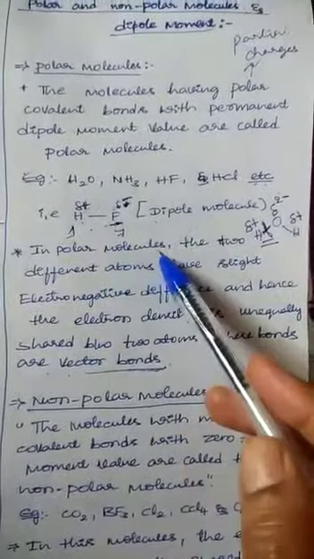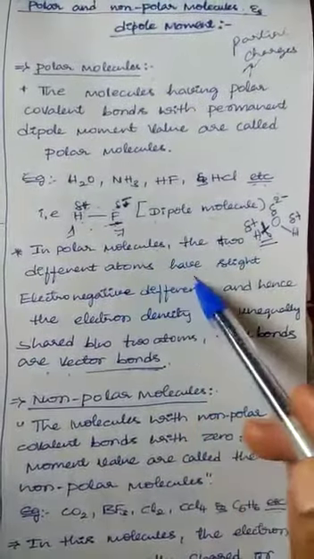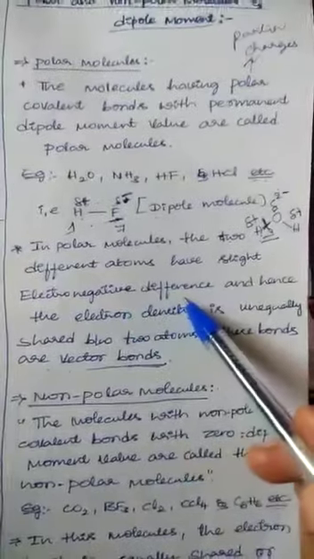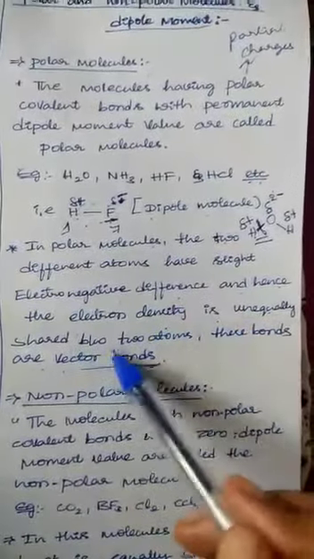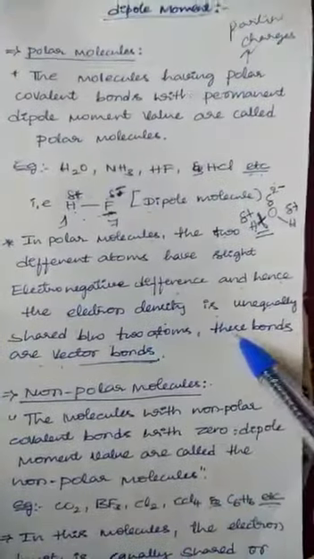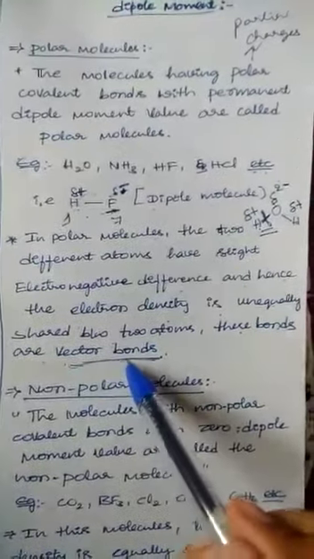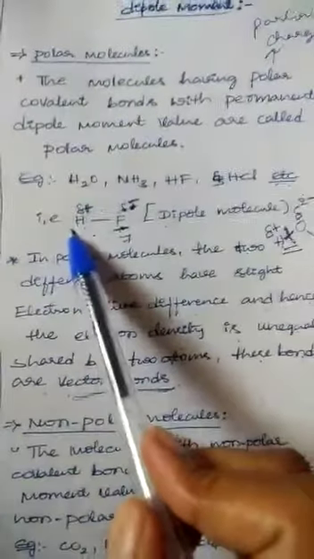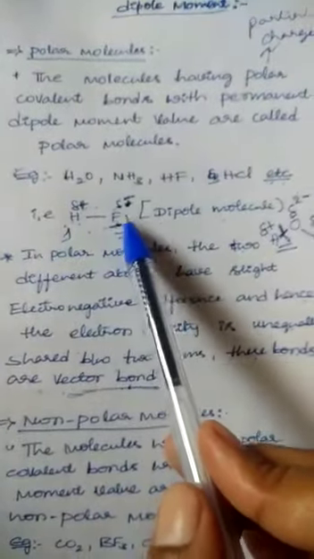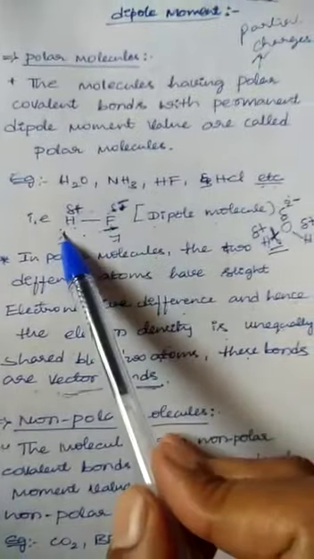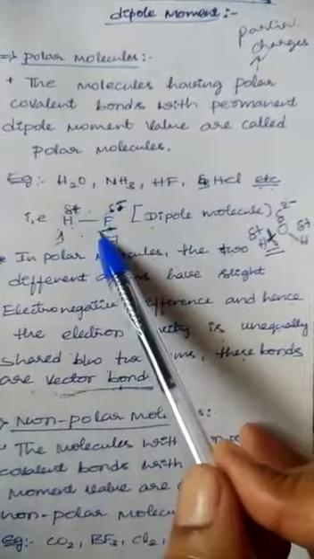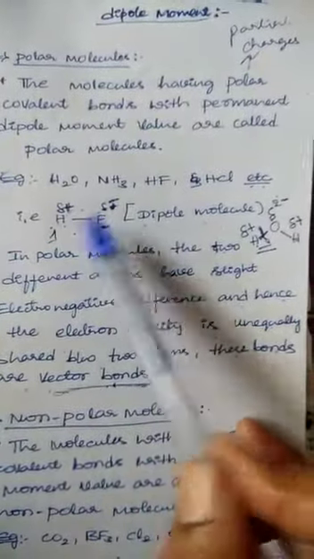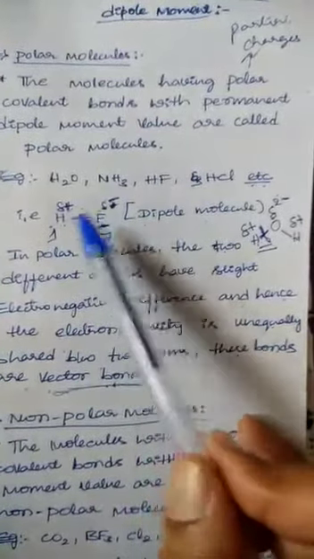in polar molecules the two different atoms have a slight electronegativity difference and hence the electron density is unequally shared between the two atoms. These bonds are vector bonds. Look here. In the case of hydrogen fluoride, fluorine takes a slightly negative charge and hydrogen takes a slightly positive charge. This is a slight electronegativity difference, and the electron density is unequally shared between the two atoms.